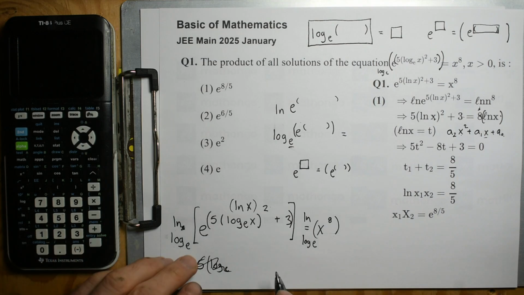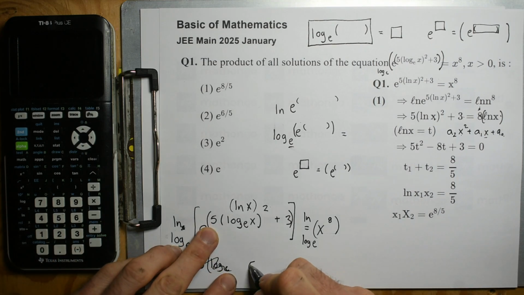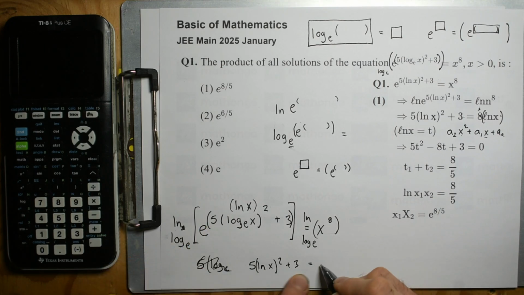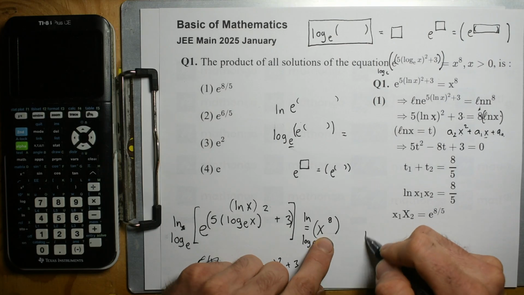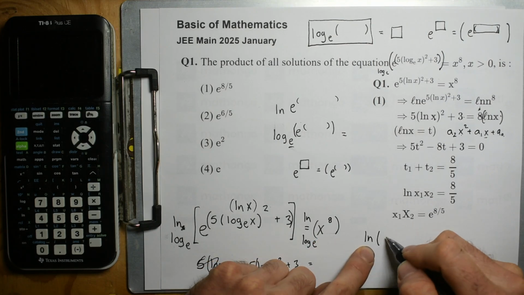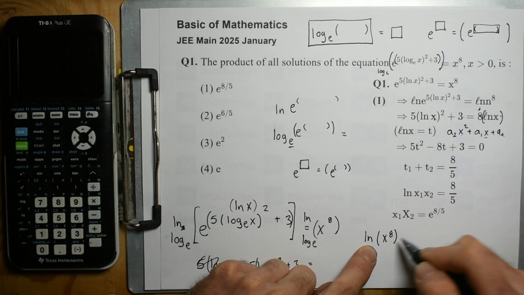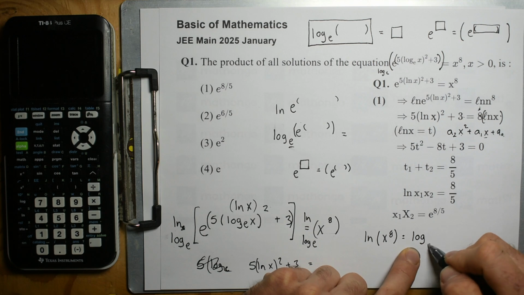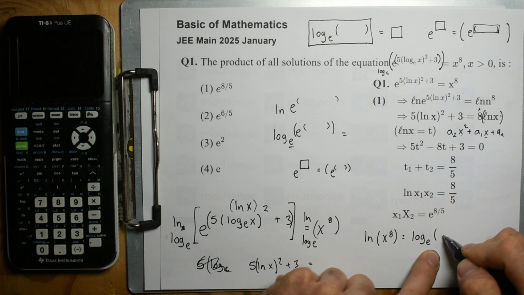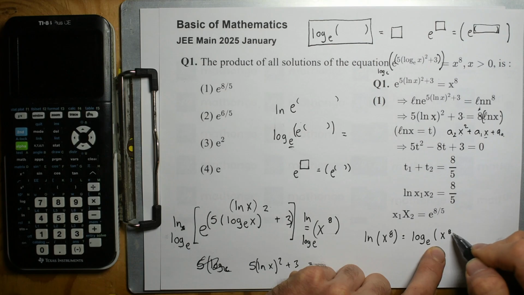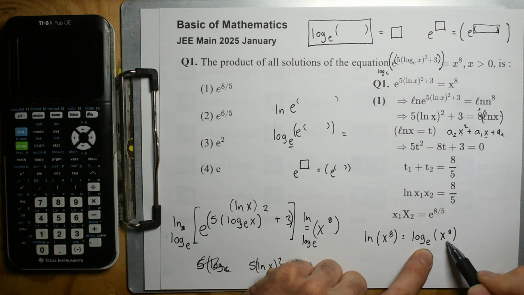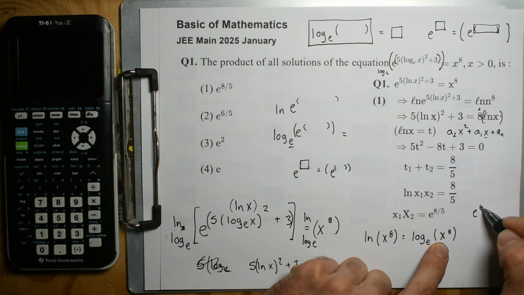Hell yeah. So cool. We're going to bring this stuff down. And so we have 5 ln x squared plus 3 is equal to, and then this side, we're going to have ln of x to the 8, and then we've got to do that same thing. Maybe it's useful to write this out again, that it's log e of this value, x to the 8, and here this isn't e to the 8. You know what I mean?